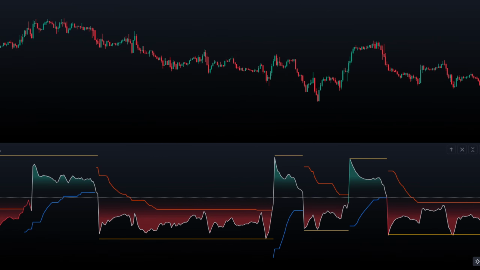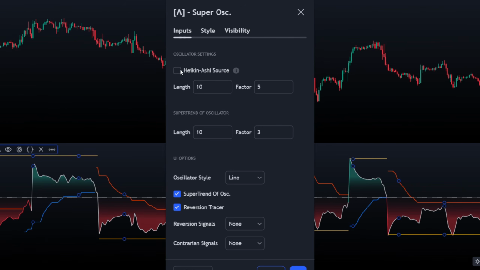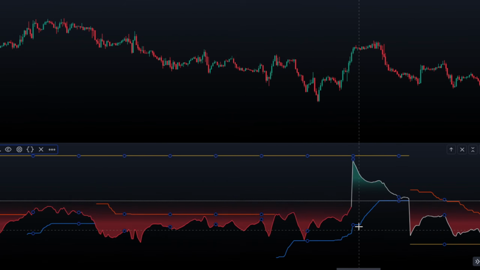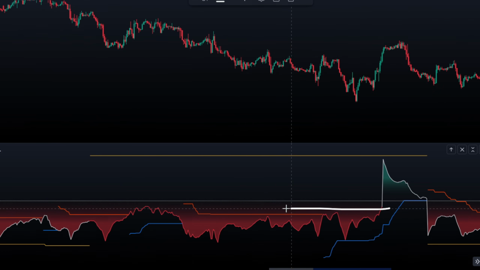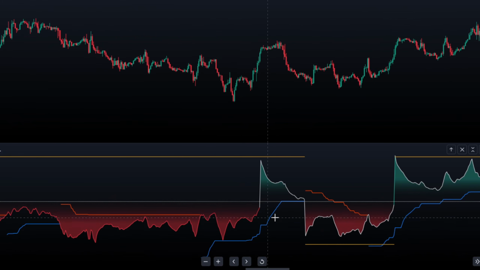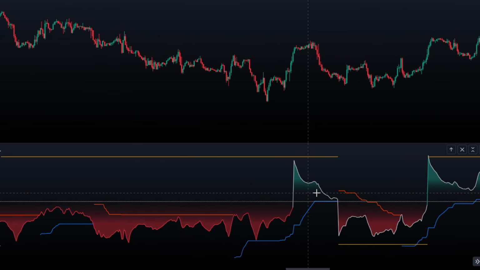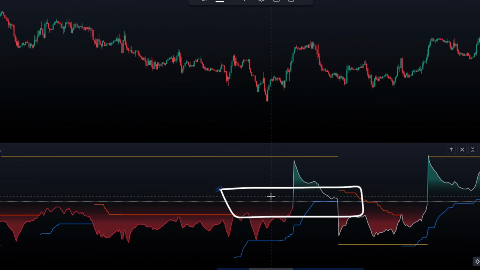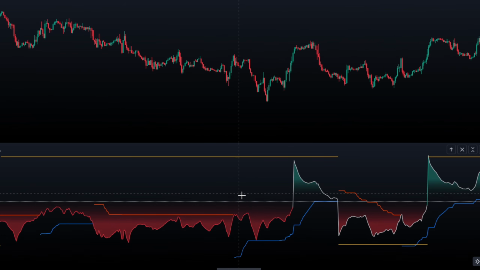There is an option in the settings of the indicator, a Heikin Ashi source, which, when you turn it on, the SuperTrend oscillator becomes smoother and generates fewer false signals on the centerline crossovers. For example, for this part during this flat market, when I turn it on, you can see how it reduces the false signals. We keep this option on because by doing so, we will have a smoother oscillator line.